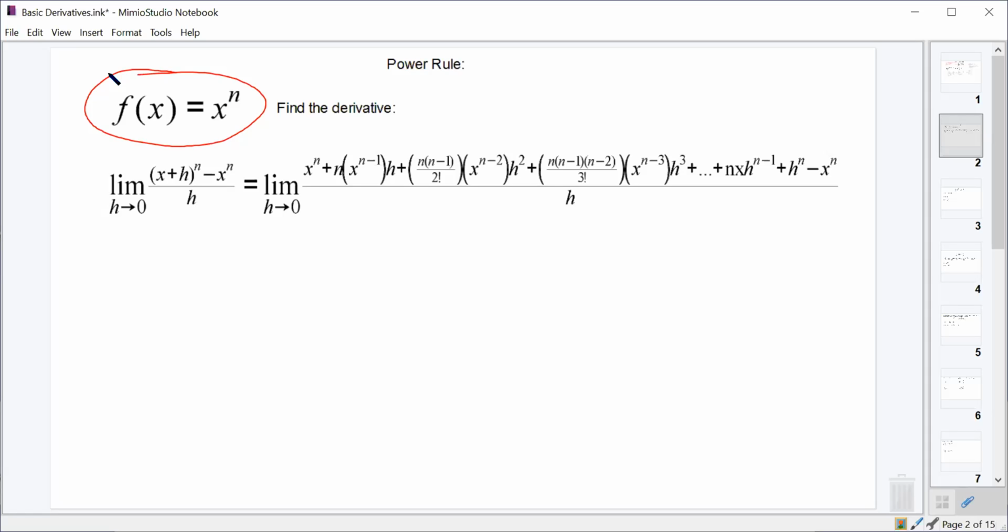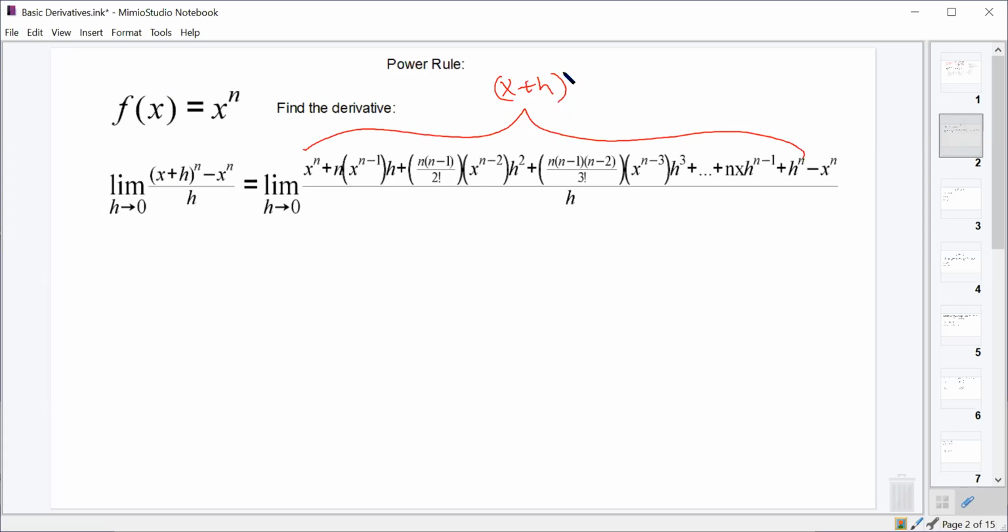The way we're going to get it is by simplifying the difference quotient for x to the n. So f of x plus h is x plus h to the n power, minus x to the n, all over h. Everybody agree that this is the limit as h approaches 0 of the difference quotient for f of x? Yeah. All right, cool.